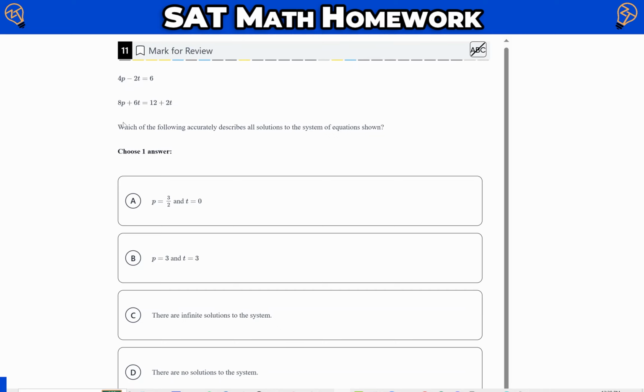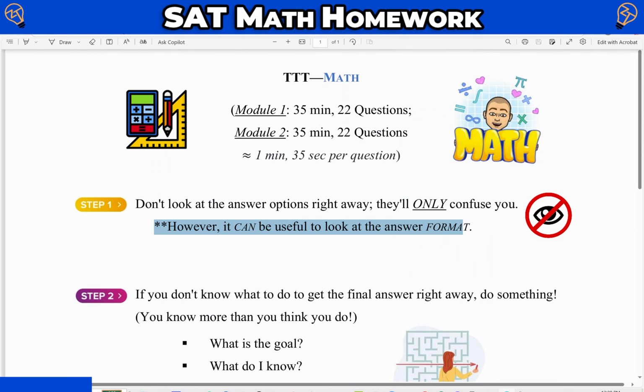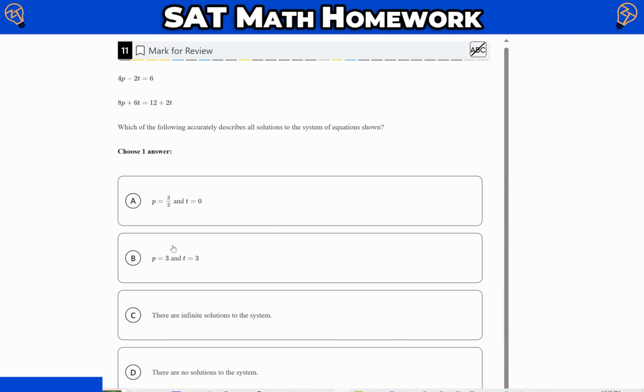So notice here we have a system of linear equations and we're trying to find the best description of all the solutions. So keep in mind, as we always discuss in our Triple T math document, we say don't look at the answer options right away, they'll only confuse you. However, it can be useful to look at the answer format. And notice the answer format shows you, okay, these are technically ordered pairs for a couple of the options. And then there are these special cases where there's either infinitely many solutions or no solutions whatsoever.